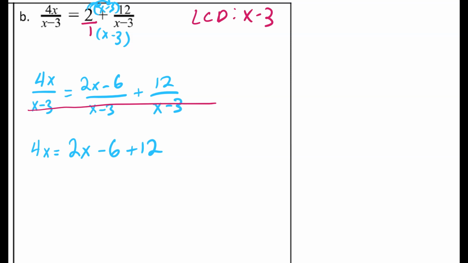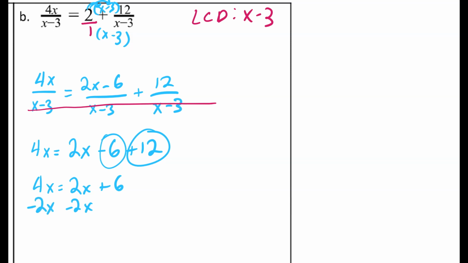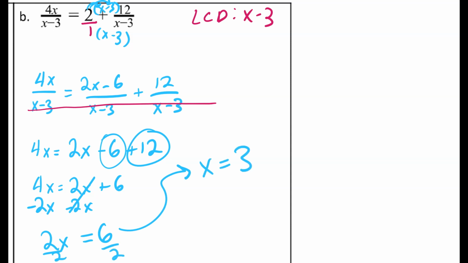Now I'm lucky this one isn't a quadratic because I don't see x squared anywhere, so I can solve it like a regular linear equation. I'm going to combine the negative 6 and the 12 to make that positive 6, and I could subtract 2x to combine my x terms on one side of the equation. So I have 2x equals positive 6, or if I divide both sides by 2, I end up with x equals positive 3.